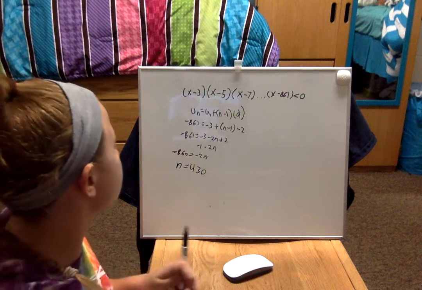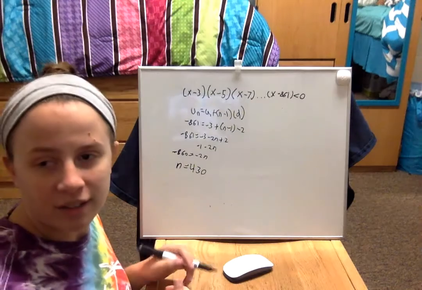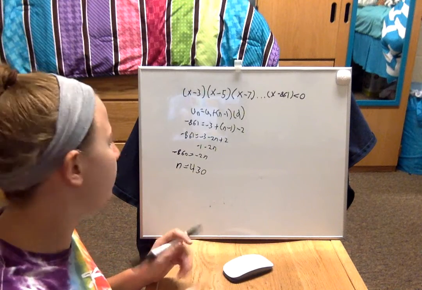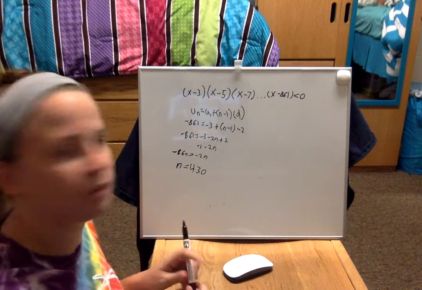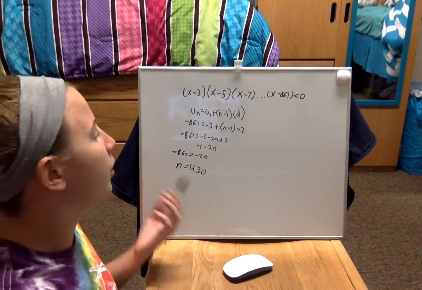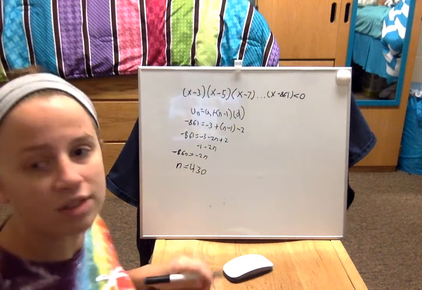And then we know that there are 430 terms, which is even, and a negative times a negative is a positive, so in order to get a negative, we need to have an odd amount of negative numbers or an odd amount of positive numbers in order for it to be less than 0.